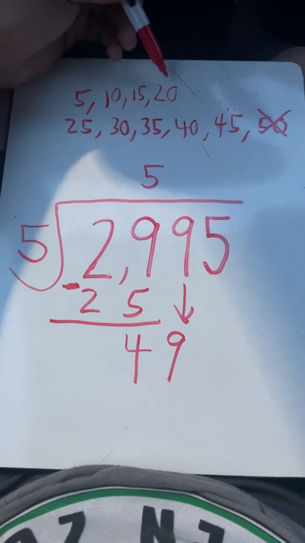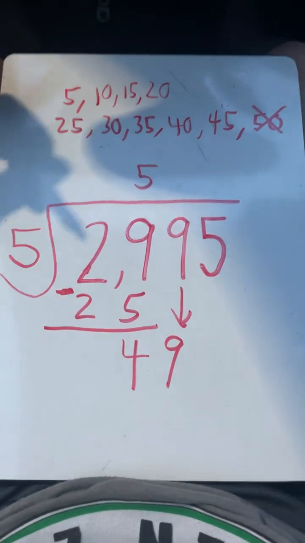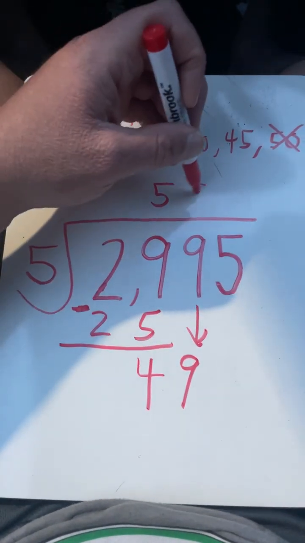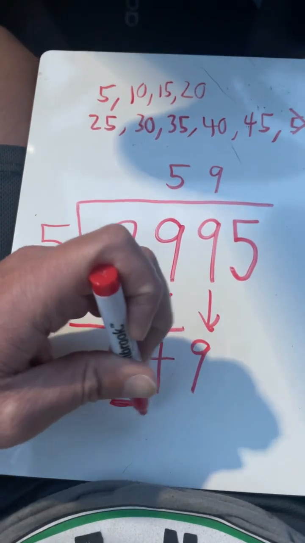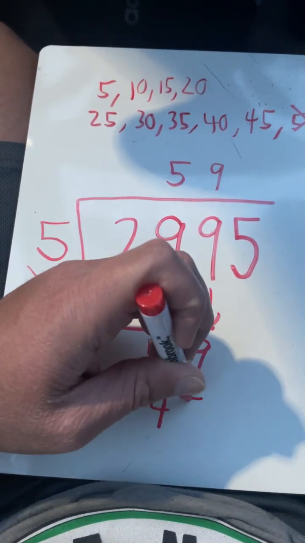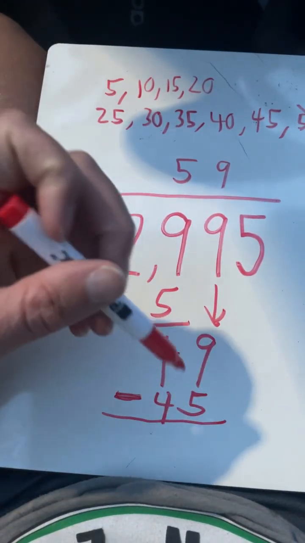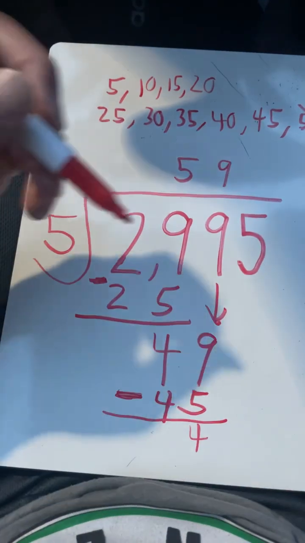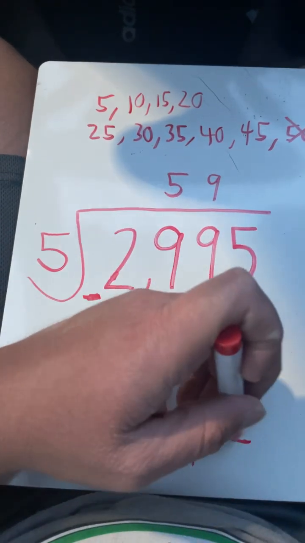1, 2, 3, 4, 5, 6, 7, 8, 9. So 5 goes into 49 9 times. And I got 45 is as close as I got to 49 without going over. So 49 minus 45 equals 4. So we have a remainder of 4. We're going to bring down the final 5.